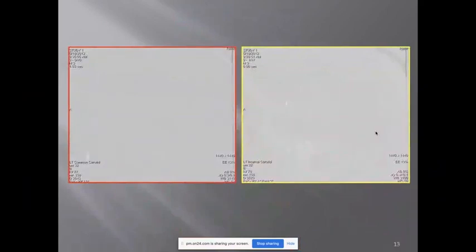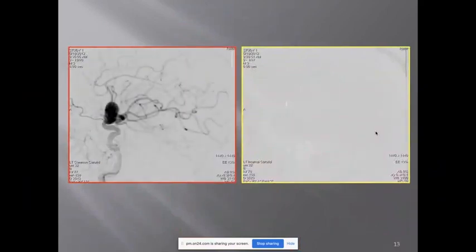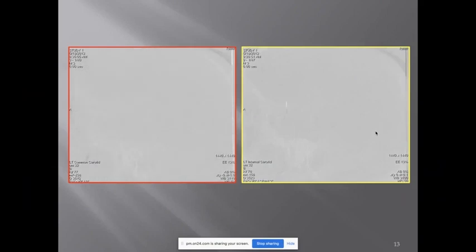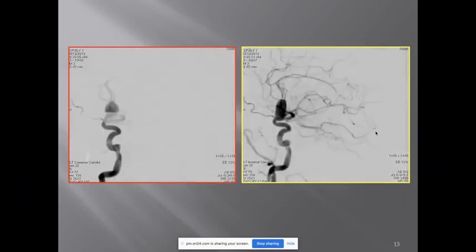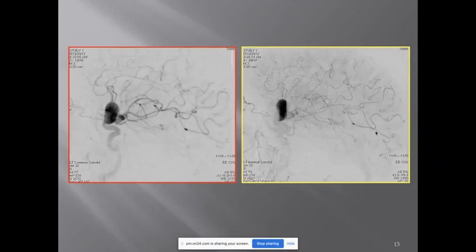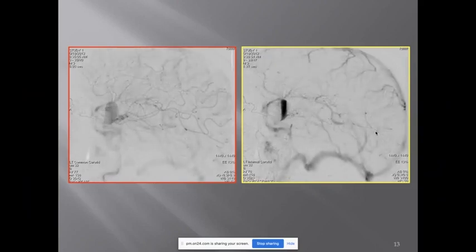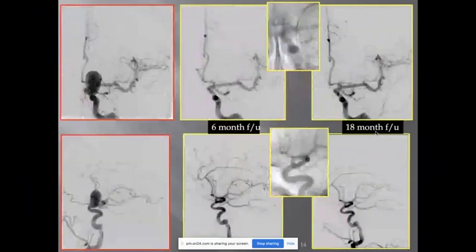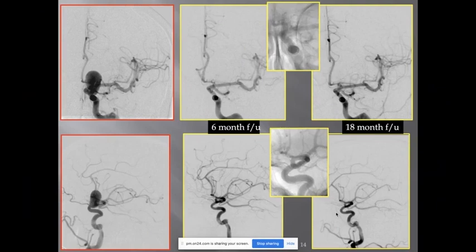So again, these videos show the before and after, the amount of stagnation with just two flow diverters. And then a 6-month and 18-month follow-up, a real nice technical result. The aneurysm's gone. There's a little bit of narrowing of the parent vessel, just from the endothelialization, but no obstruction to flow. So that's the case that we all want to see, the case where you say, okay, I know what to do with this.